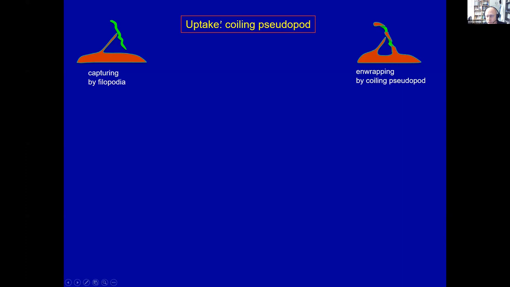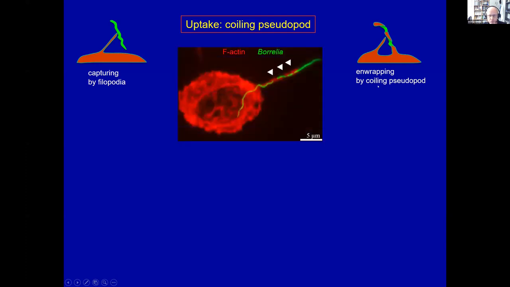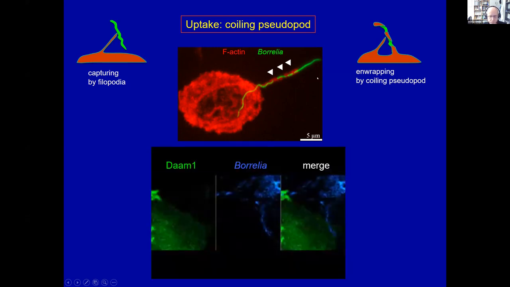And what these nice little ladies have shown here is that this filopodia stage precedes the actual formation of the coiling pseudopod and then the major internalization step into the primary human macrophage. So this illustrates that you have this actin-enriched coiling pseudopod following the helical morphology of the spirochete and then really enwrapping it in alternating coils.